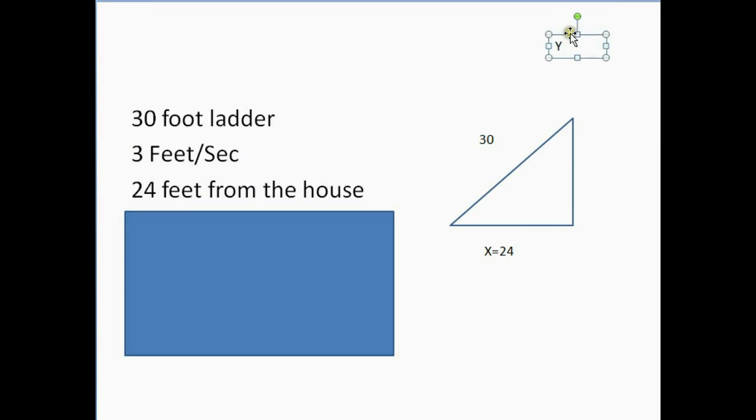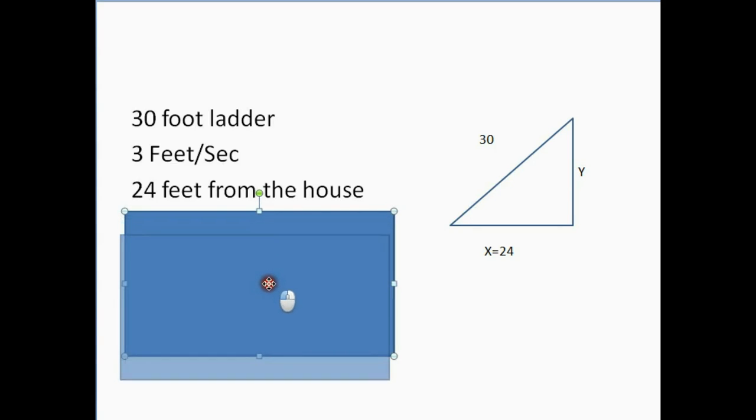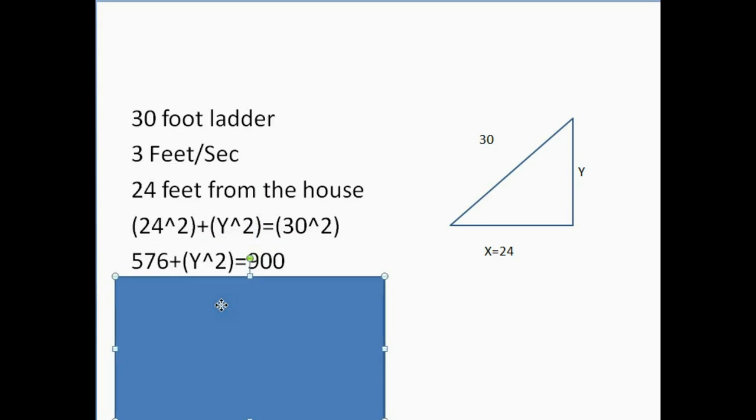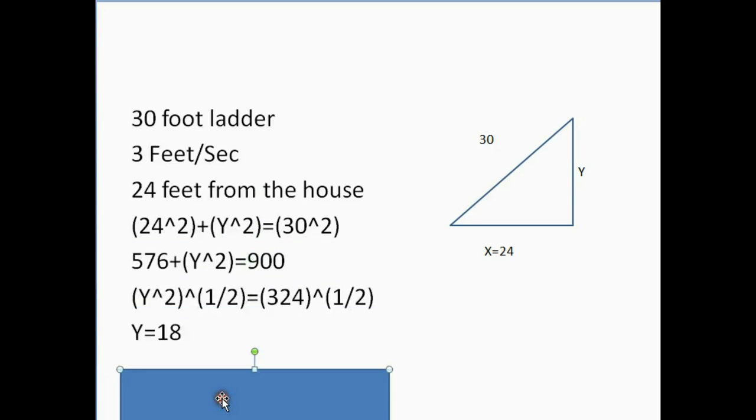Fortunately, since we have these two values, it's pretty simple to find that. Just the Pythagorean theorem, which is a squared plus b squared equals c squared. So here, I got it started: 24 squared plus y squared is equal to 30 squared. Just solve for that. Simple stuff. We get y equals 18. So now that we have that, we can write that in.